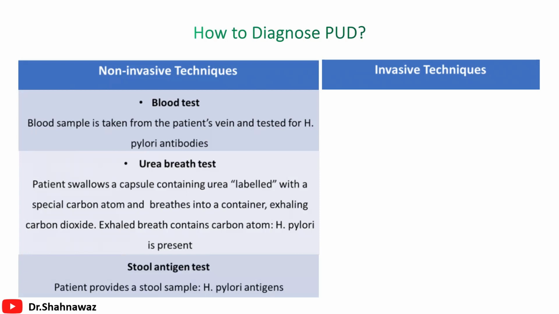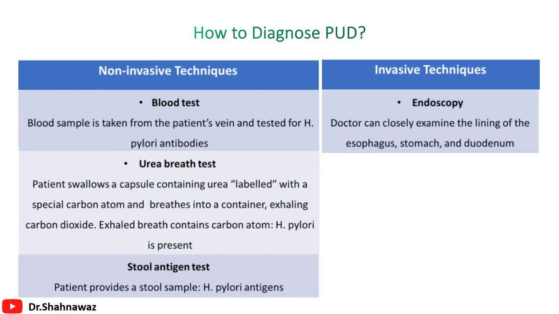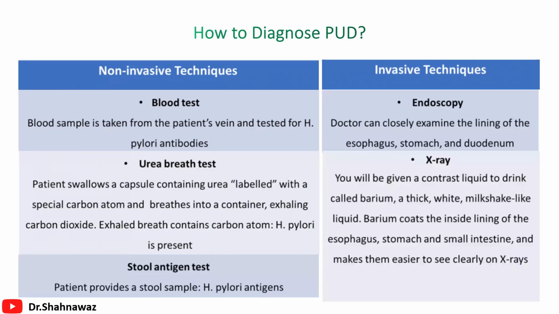In invasive techniques, we use endoscopy to see the lining of the esophagus, stomach, or duodenum. In X-rays, the patient drinks a liquid that contains barium, and the barium coats the esophagus, stomach, and small intestine. That may help us to clearly look at the esophagus with the X-rays.